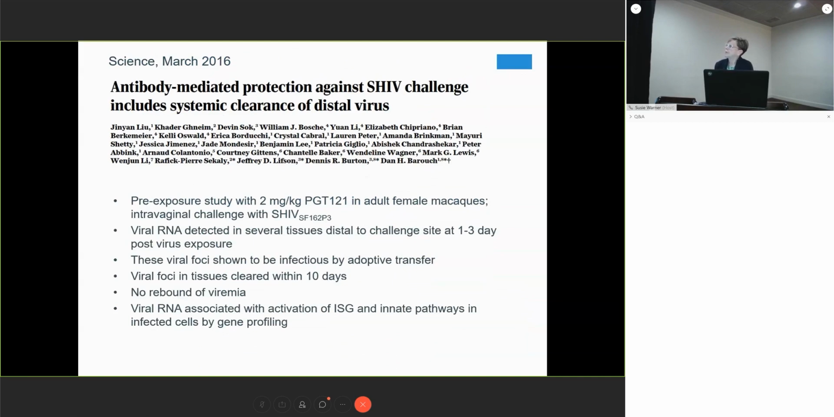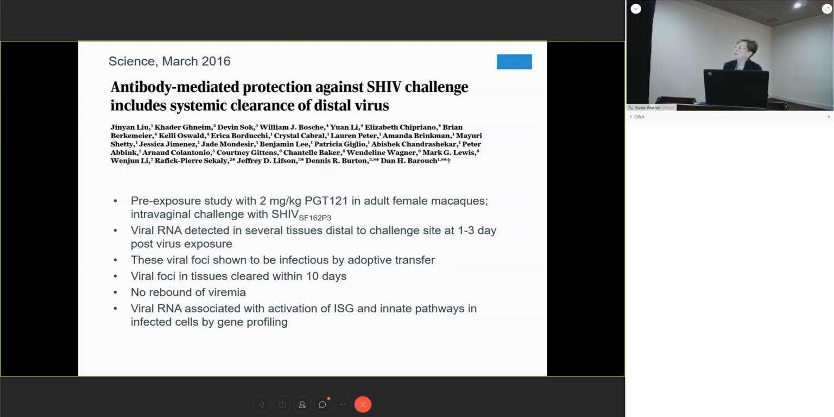Dan Baruch and Dennis Burton did a very nice experiment with Jeff and some other folks here. You may recognize your name here. I see Mark Lewis' name. This very nice experiment, which was actually a pre-exposure with PGT121 in adult female rhesus macaques, challenged with this same SHIV, was a short-term experiment that showed that you could block infection with this low but high enough to protect amount of antibody.